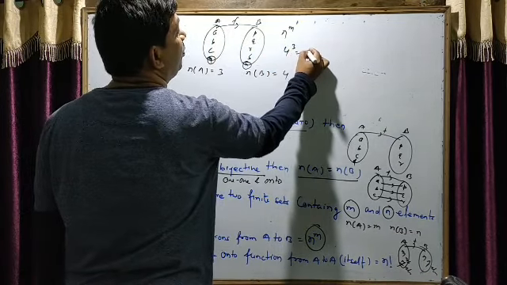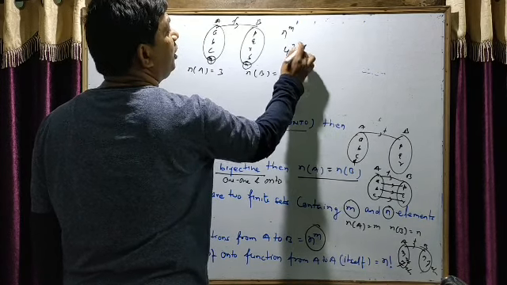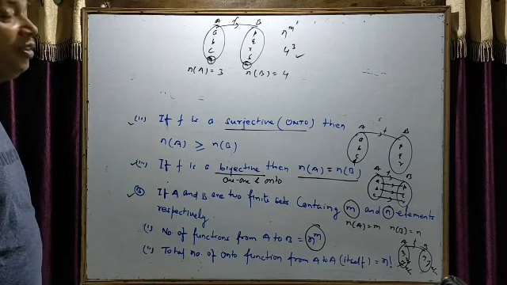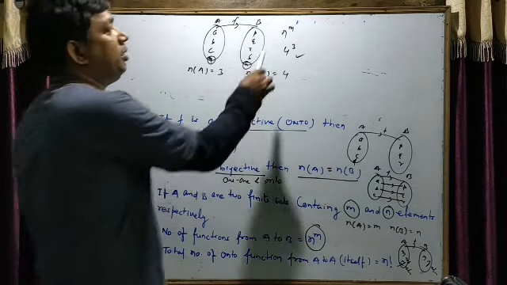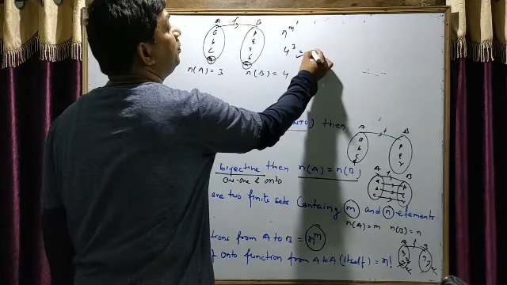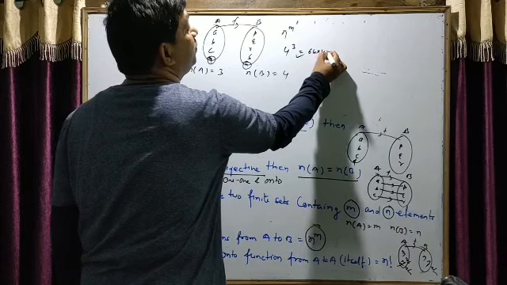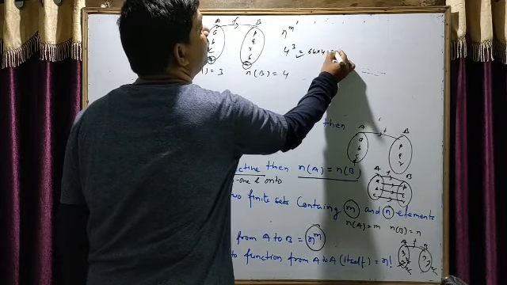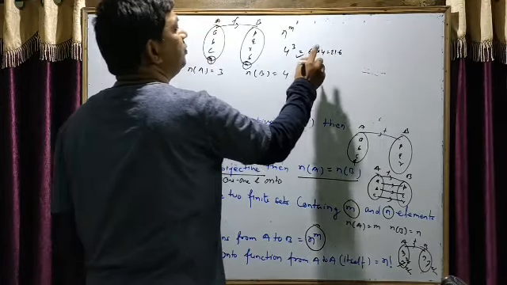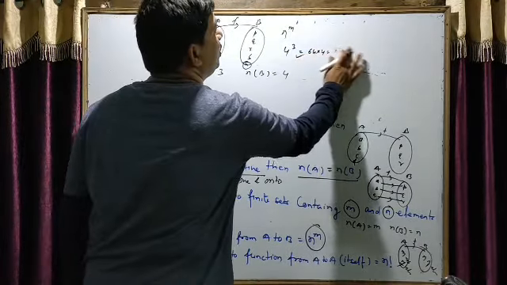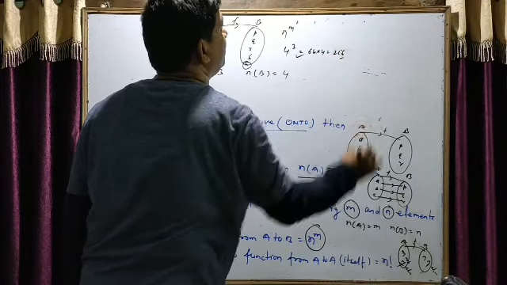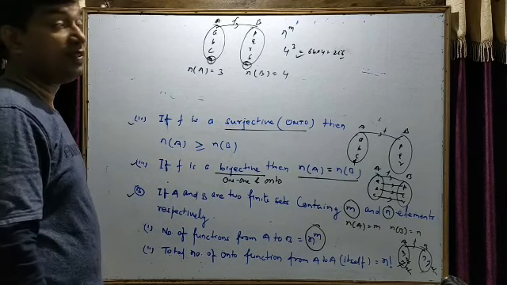So 4 to the power 3 means what? This many functions will be there. So you just multiply and take the answer. 64 into 4 is 256. This is the answer.